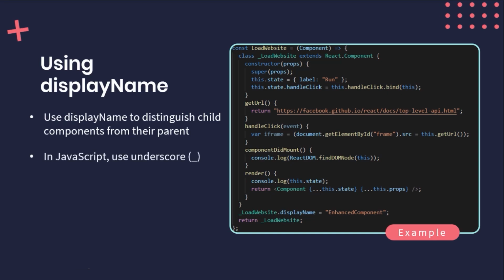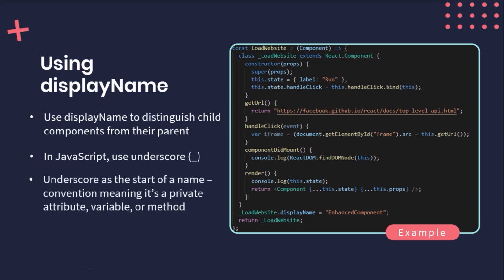In JavaScript, an underscore is a valid character for a name. In addition, an underscore at the start of the name of a variable or a method typically means it's a private attribute, variable, or method that isn't intended for use as a public interface. An underscore at the beginning of the name is a convention, meaning it's not enforced by the engine or the platform. It's solely a common pattern used and recognized by JavaScript software engineers.